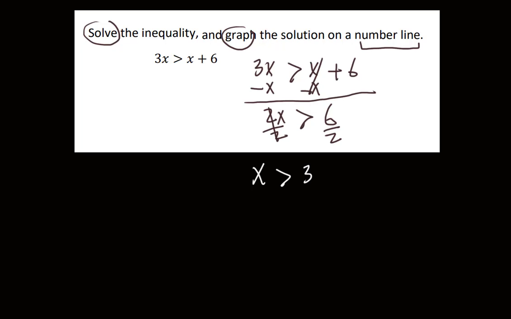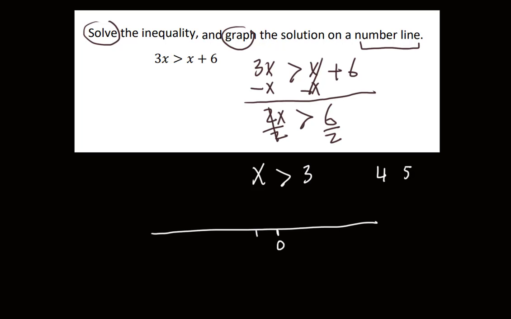How many numbers are greater than 3? A lot of numbers. We can choose any number. You can choose 4, because we know 4 is greater than 3. We can choose 5, 5 is greater than 3. That will tell us all the numbers will be on the positive side of the number line. So let's graph using a number line. On the number line, the middle number is 0. On the left of 0 will be all the negative numbers. On the right will be all the positive integers.